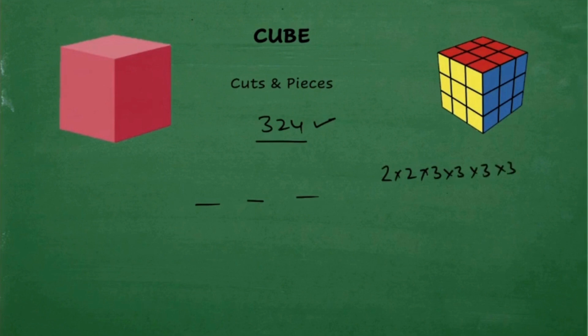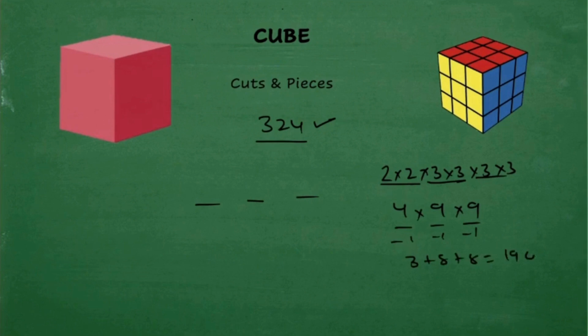So these are the factors. By visualization we can see 2 twos are 4, 3 threes are 9, and 3 threes are 9. So 4 into 9 into 9, we have 324, and the number of cuts will be minus 1. So 3 plus 8, that will be 19 cuts. But what mistake did we make here?